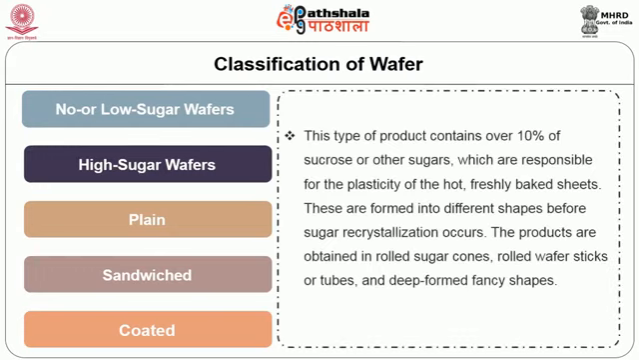Regarding high sugar wafers, this type of product contains over 10% of sucrose or other sugars, which are responsible for the plasticity of the hot, freshly baked sheets. These are formed into different shapes before sugar recrystallization occurs. The products are obtained in rolled sugar cones, rolled wafer sticks or tubes and deep-formed fancy shapes.